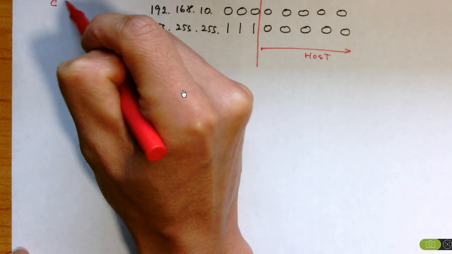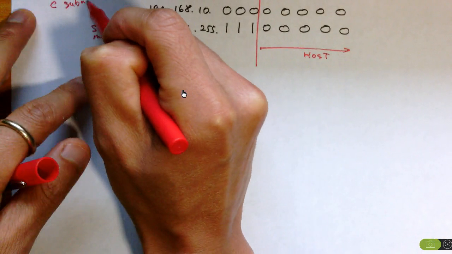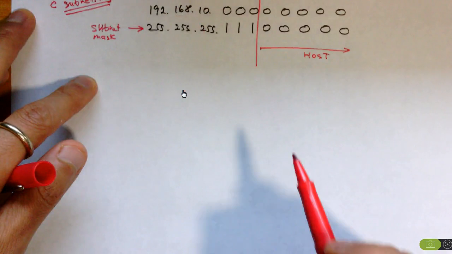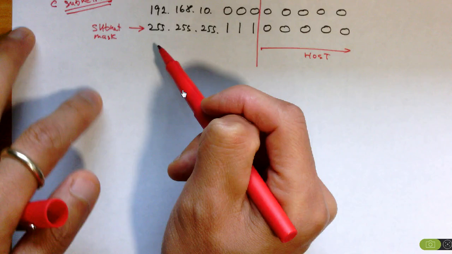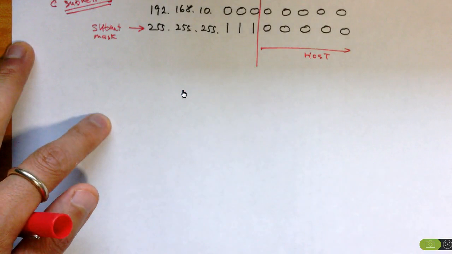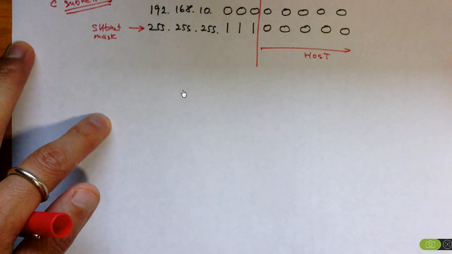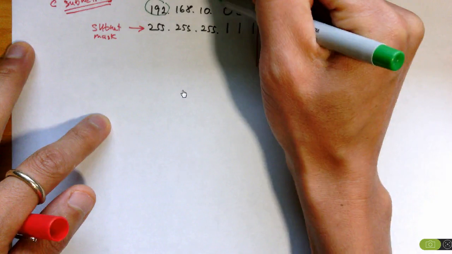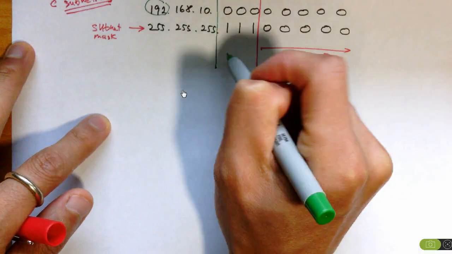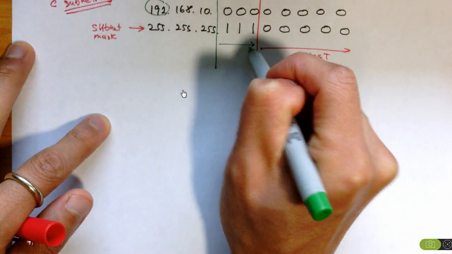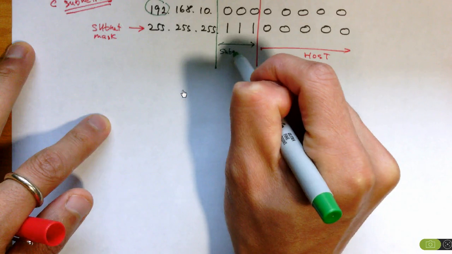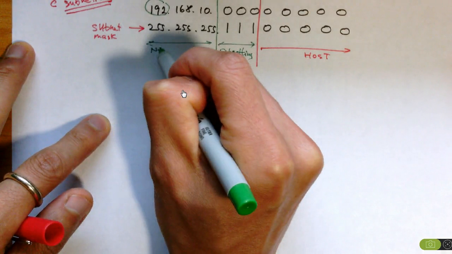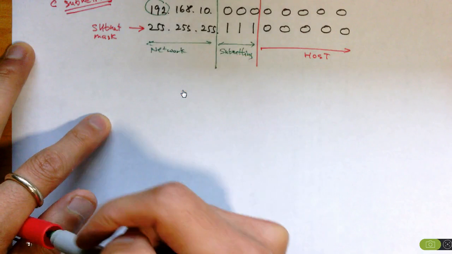But in the case of a class C subnetting problem, now it's a subnetting problem, right? So your left side is not really 100% network portion, because this is a subnetting problem and this is a class C. We have to draw the line here, right? So this is your subnetting portion, and this is your network portion.